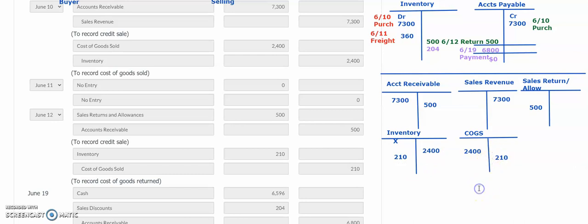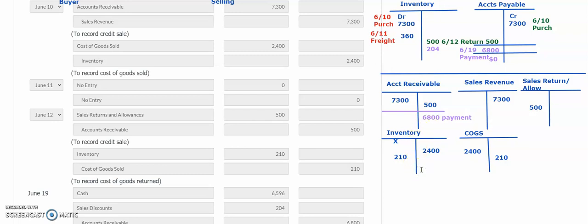The last part of this transaction is the payment received from the customer. So the amount that the customer is going to pay us will be based on the accounts receivable balance at that time. So our accounts receivable balance at that time was $6,800. So now we're going to receive that $6,800 payment, and that's going to be recorded on the credit side.